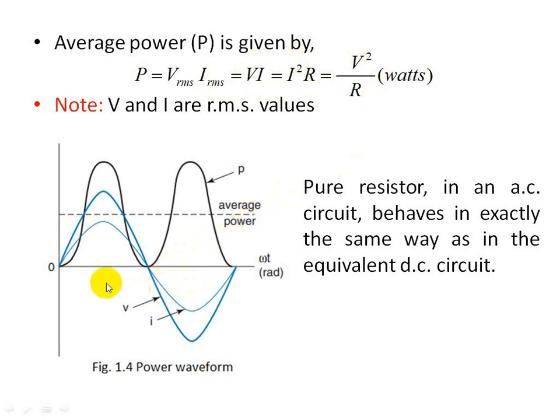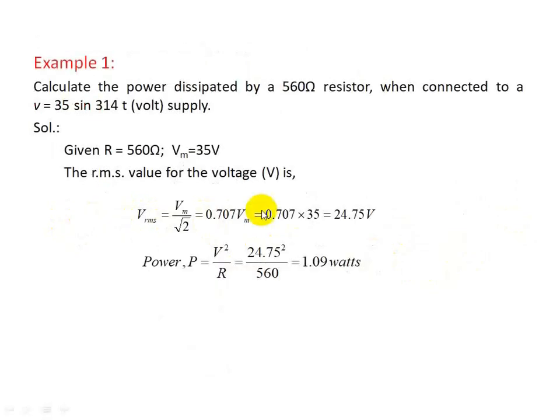Coming to the waveform, this is the instantaneous power. It shows how it varies with time. It starts from 0, reaches maximum when both current and voltage are maximum, and again becomes 0, and the next cycle starts. Here the dashed line indicates the average power. A pure resistor in an AC circuit behaves in exactly the same way as in the equivalent DC circuit.